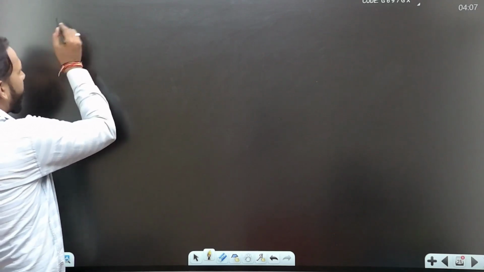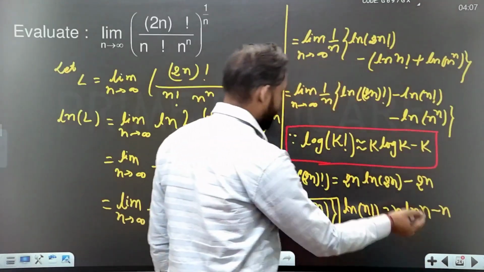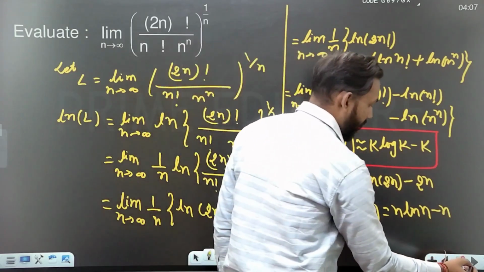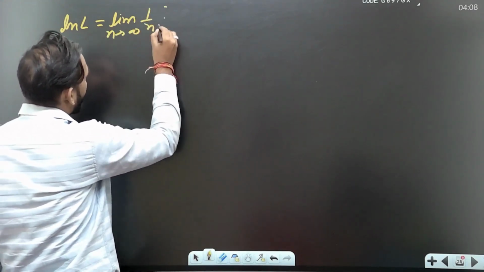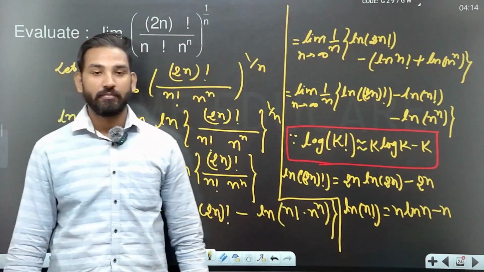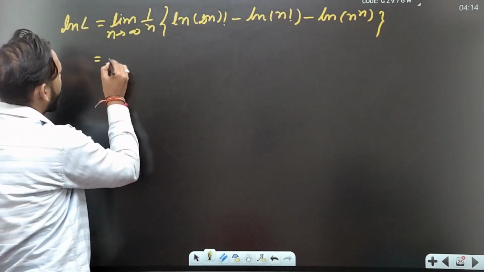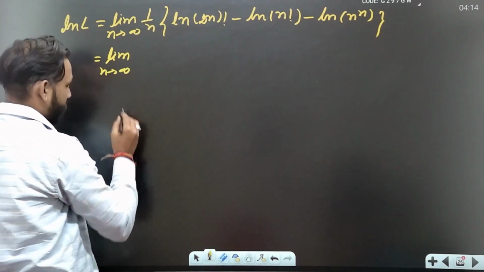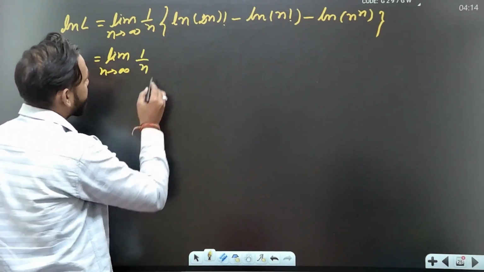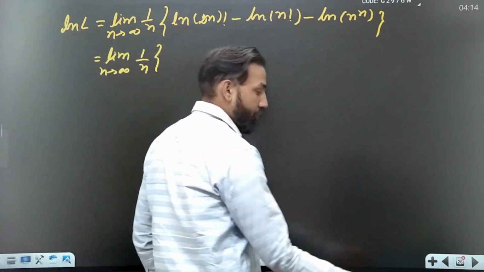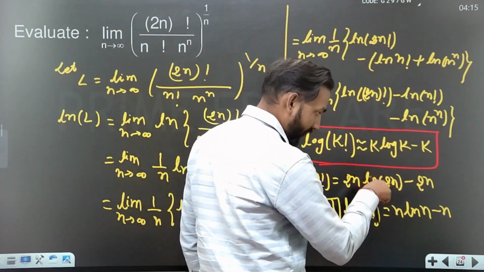Now let's see what we have in the left hand side. ln L equal to something like this: limit n tends to infinity 1 over n, and this L. Okay, now we can write this thing as this: limit n tends to infinity, 1 over n as it is, and what we can write ln factorial 2n as, by this formula, we can write ln factorial 2n as 2n ln 2n minus 2n, right?